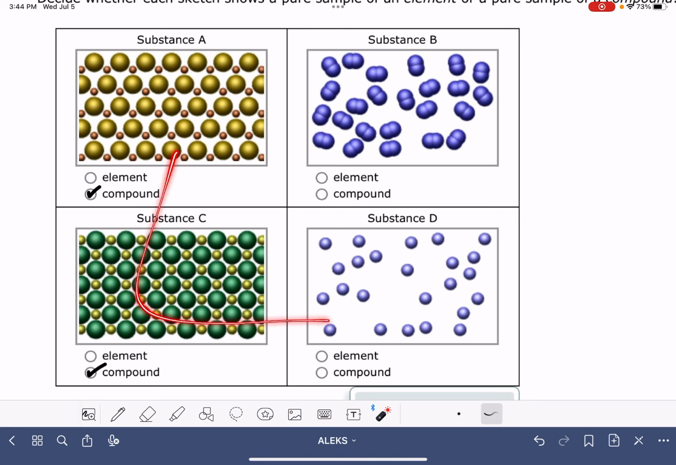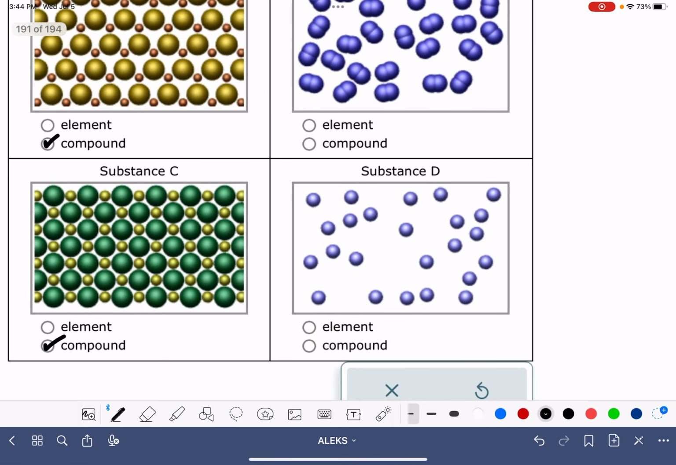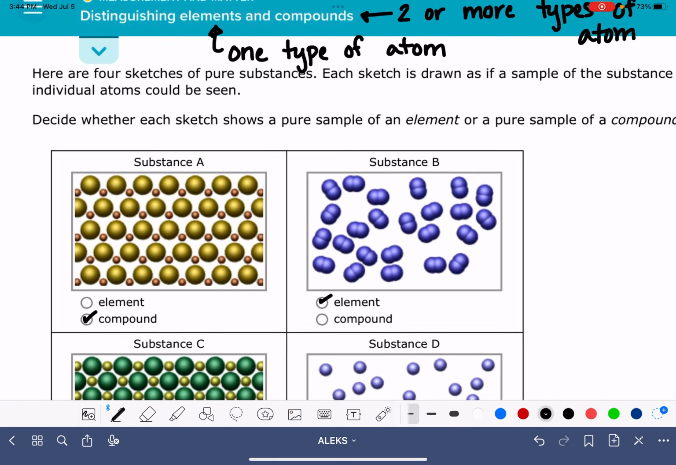If we just keep going in this direction, if we look at substance D, you can see the uniformity there. There's only one type of sphere. That means that ALEKS is communicating that there's only one type of atom, and that makes it an element. And in substance B, we have another example of an element.